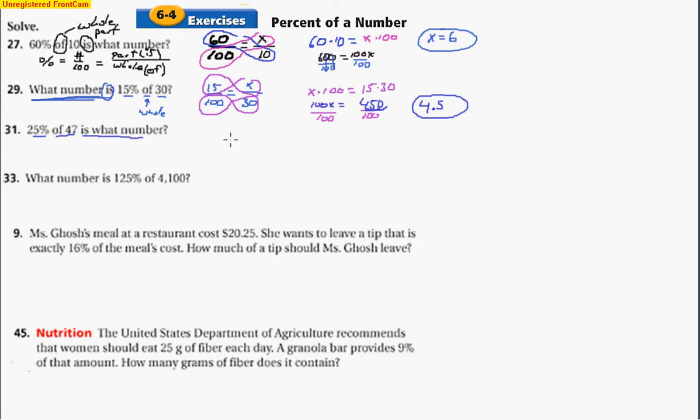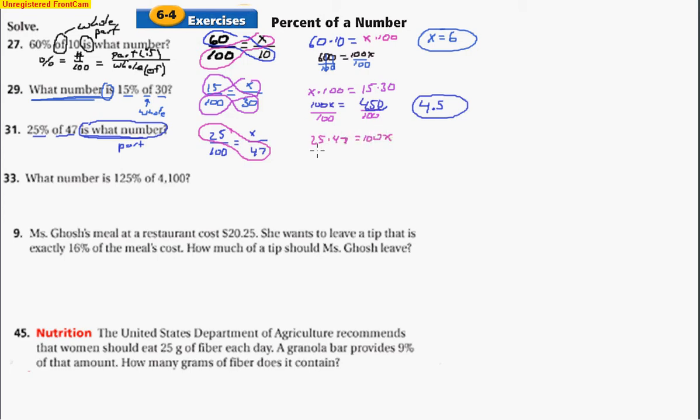So same sort of thing. It's the percent over 100 equals, and then you have the part, which we're looking for. That's what the "is" tells us. Is what number? This is our part. The "is" always tells us the part. And then we have 47 as the "of." And so the numbers we're going to multiply are 25 and 47. So off to the side, you might need to multiply those numbers. Kind of big, so let's see what we end up coming up with there.